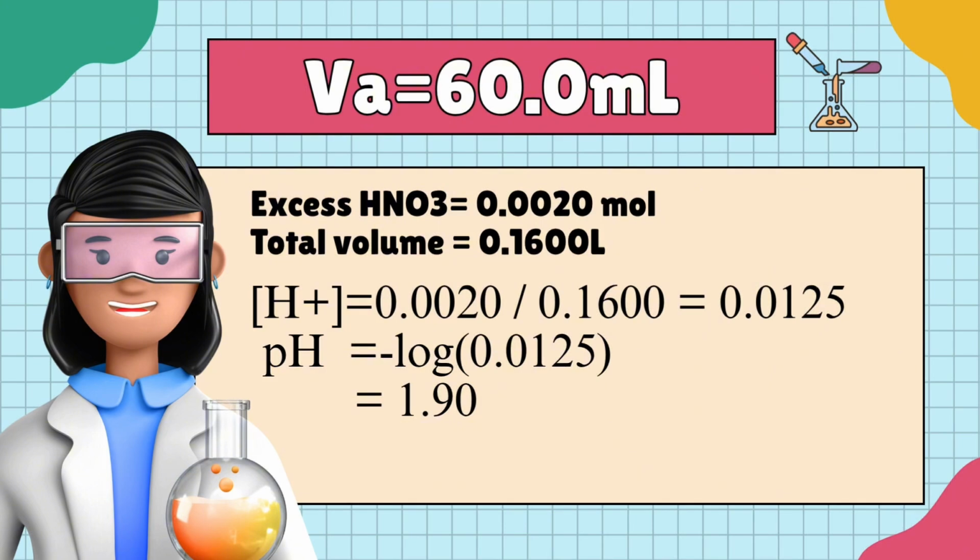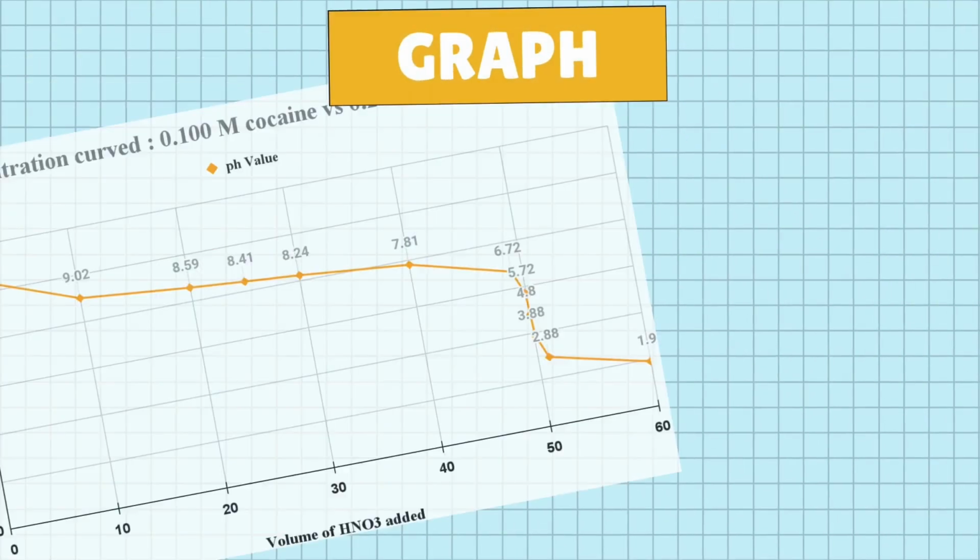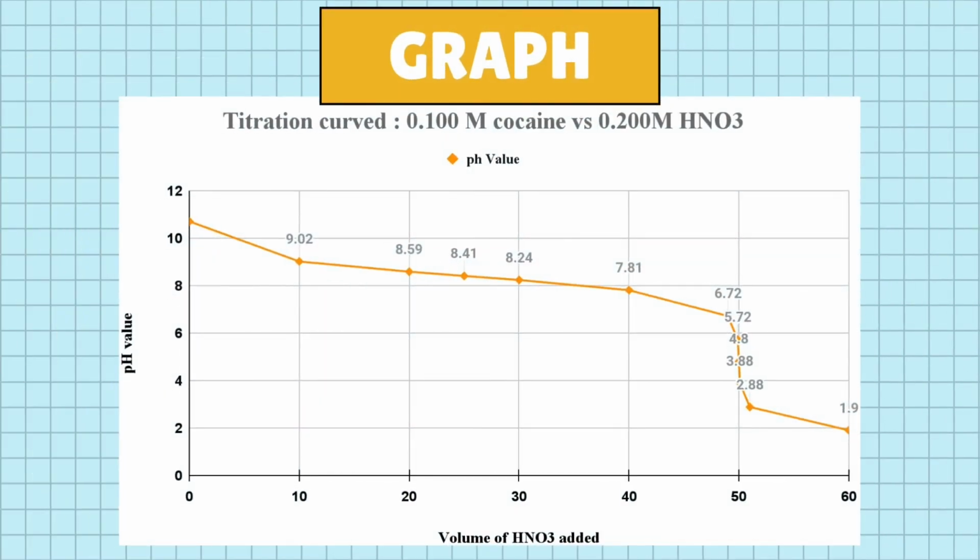As you can see from the curve, the pH drops sharply right after the equivalence point, then gradually levels off as more acid is added. This plateau reflects the increasing dominance of excess nitric acid in the solution. Finally, we'll wrap things up by choosing the best indicator for this titration based on the curve we've just completed.